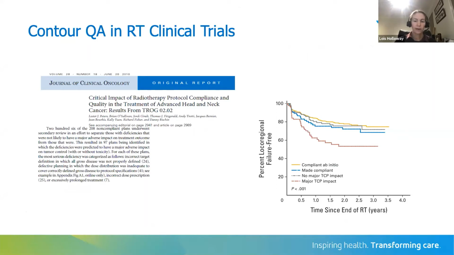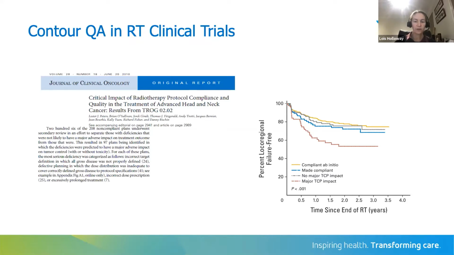But on going back retrospectively and looking at the data, they saw quite a dramatic difference between plans and cases where the trial protocol was followed and cases where the trial protocol was not followed. And they saw that difference in overall survival outcomes.